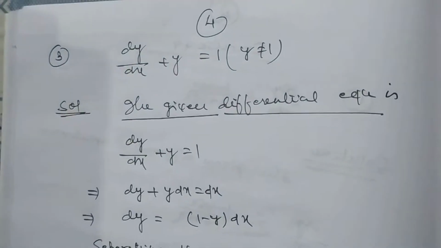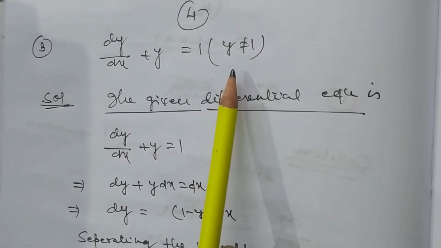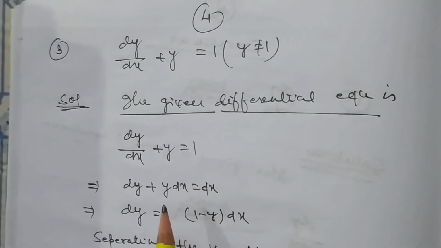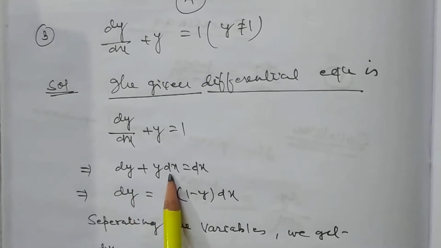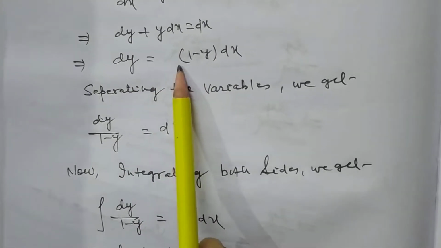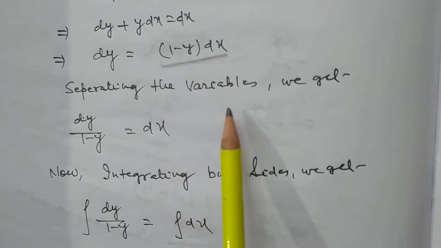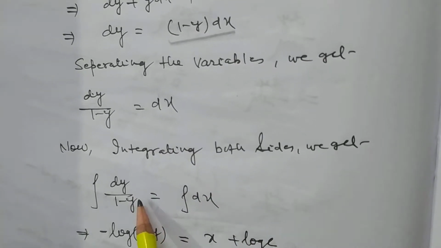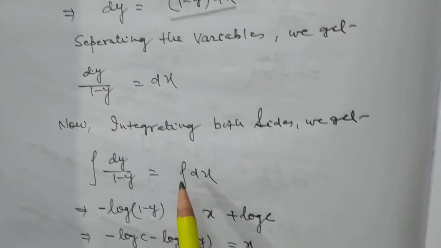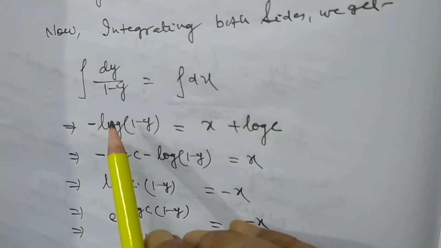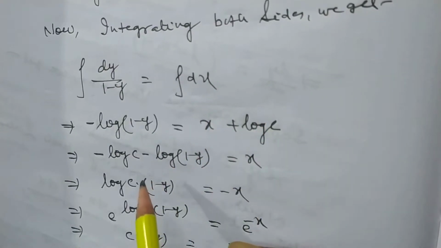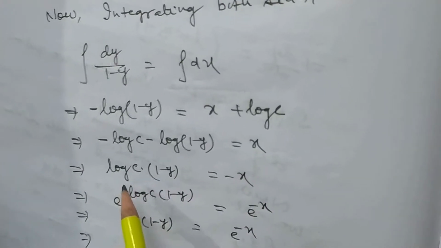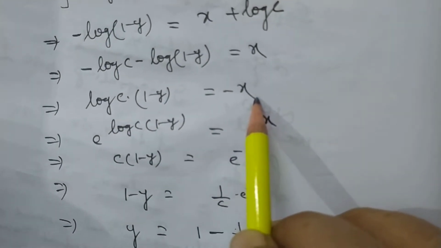Now problem number 3 is dy/dx + y = 1, y not equal to 1. The given differential equation is of the form dy/dx + y = 1. So dy + y dx = dx, and dy = (1 - y) dx. Separating the variables, we get dy/(1 - y) = dx. Now integrating both sides, we get the integral of dy/(1 - y) equals the integral of dx, and it will be -log|1 - y| = x + log c. So it will be -log c - log|1 - y| = x. So it is log c(1 - y) = -x.